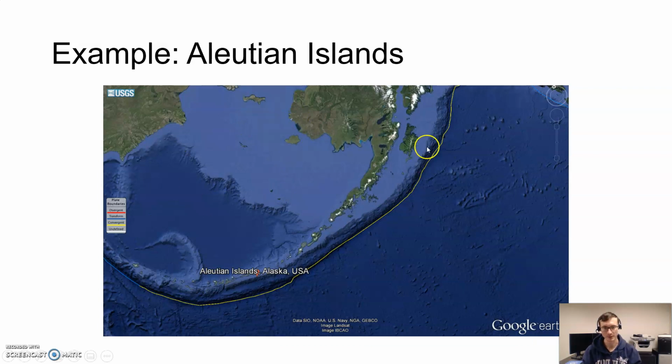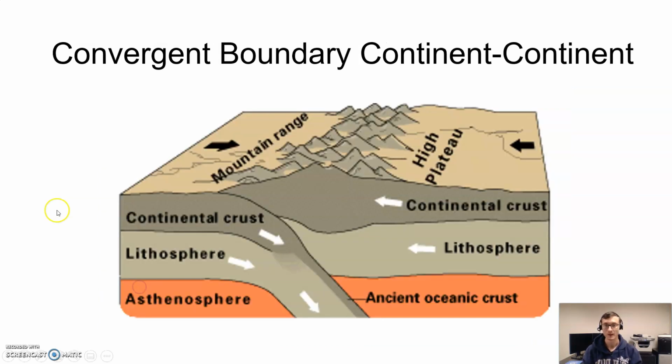We have another view of it here if you want to see. So a different kind, we can have two continents converging in a collision zone.